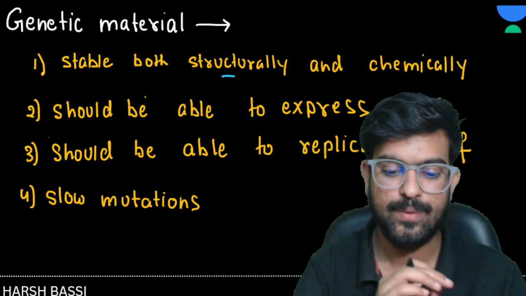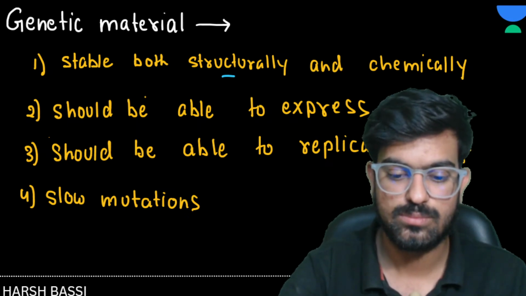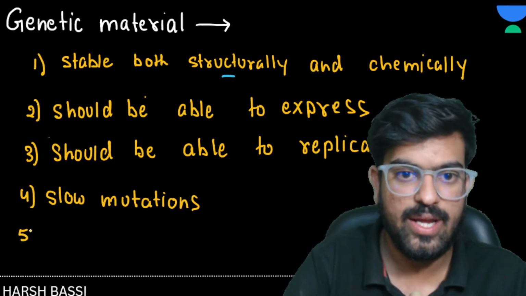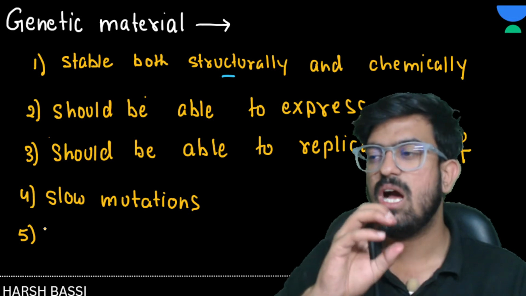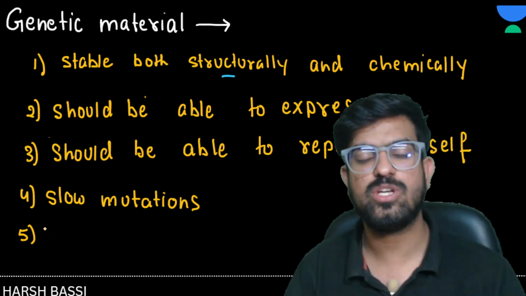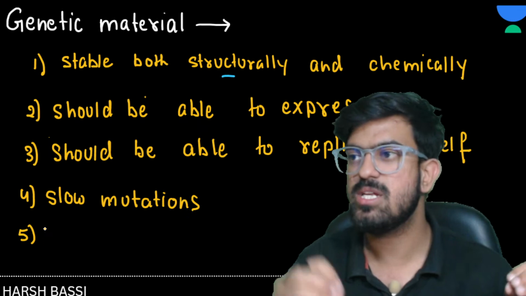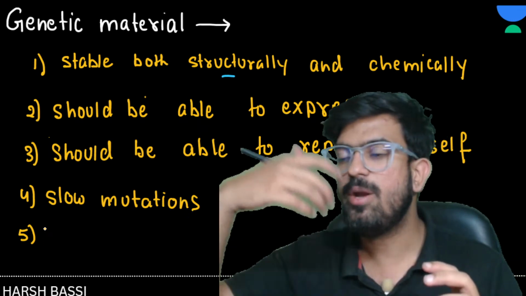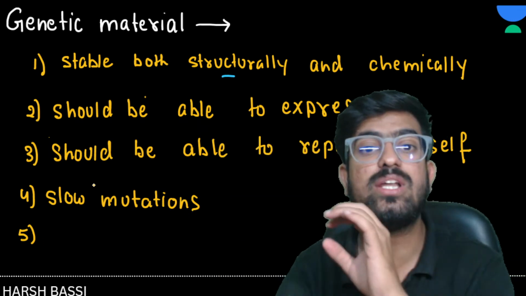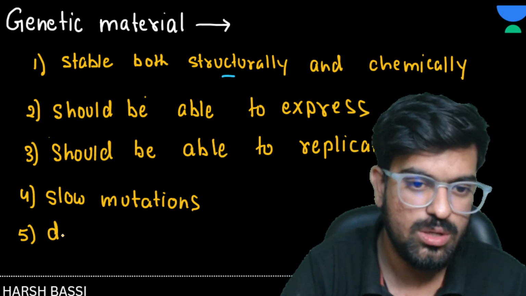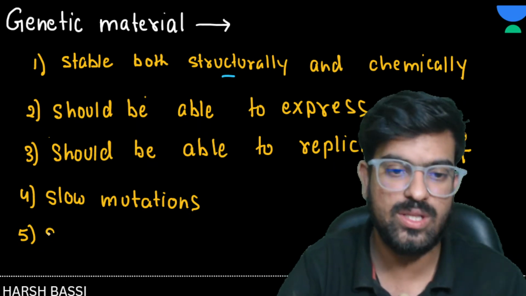Chalo, great. Now it should be stable enough. It should not be that when we are small children the genetic material is something else, and when we grow up it changes, and when we grow older it changes again. So it should not change with age. Yes or no? Should not change with age.